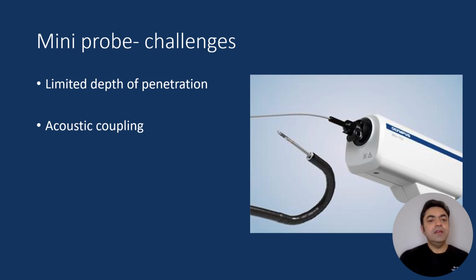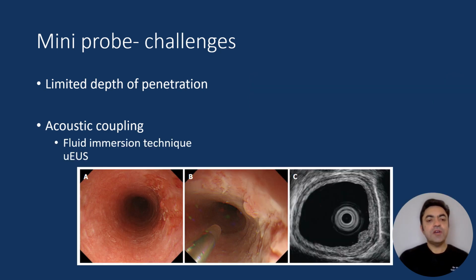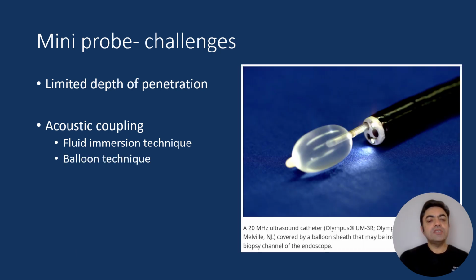So, for example, there is limited depth of penetration, not more than 2 centimeters. Also, there's a concept of acoustic coupling, in which the EUS scope has to touch the tissue without any air in between for it to produce a reasonably good image. This is a challenge with the small mini probes, but this can be overcome by fluid immersion techniques, in which the body is filled with water and then EUS is performed. Or the second technique is the balloon technique, in which a small balloon filled with water is attached, which assists in coupling.